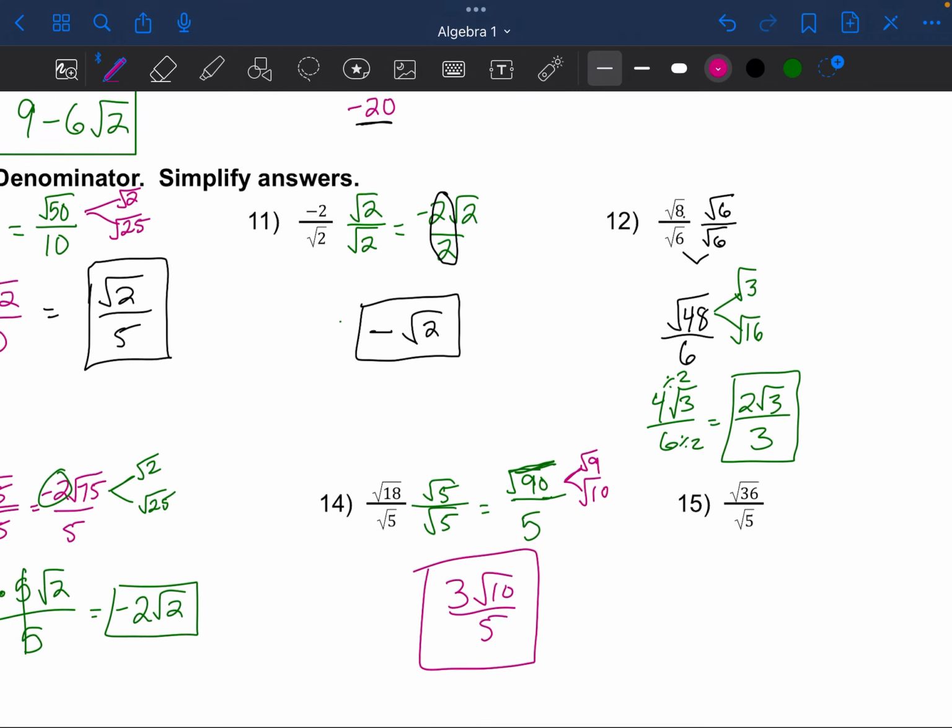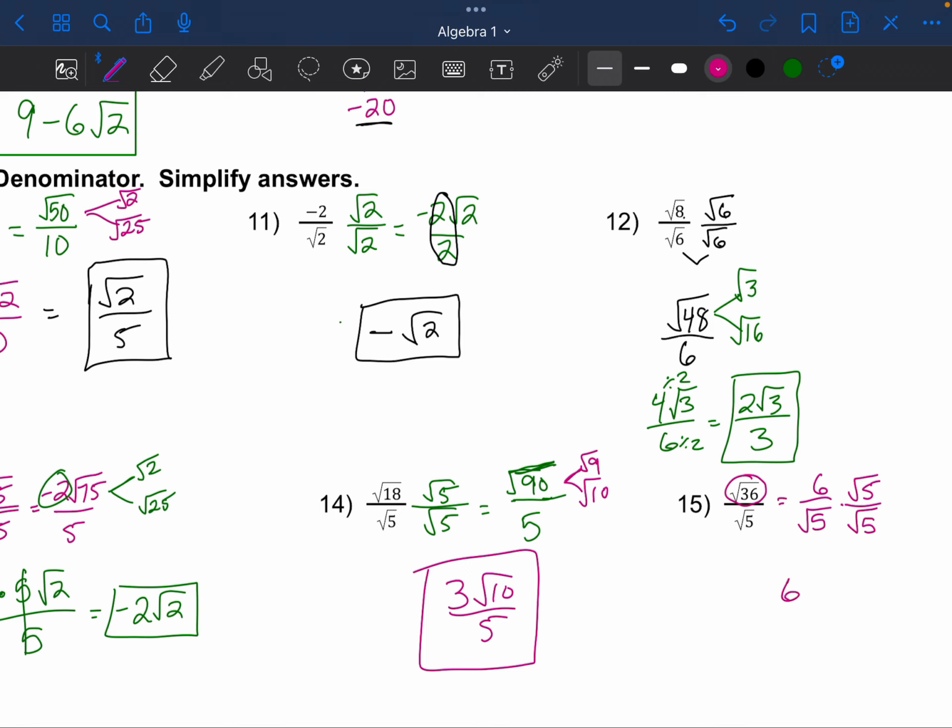When I'm looking at number 15, we should really be able to point out our perfect squares by now. Square root of 36 is a perfect square, so that just becomes 6 over square root of 5, which is going to make our life easier when we go through to rationalize. So we multiply by the square root of 5 over square root of 5, and you get 6 square root of 5 over 5.